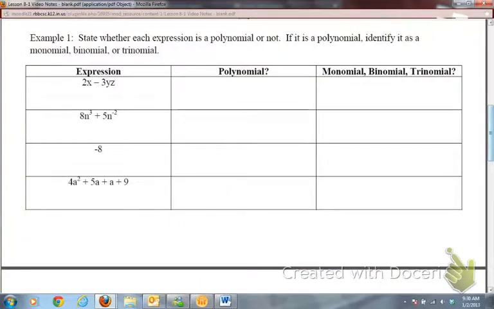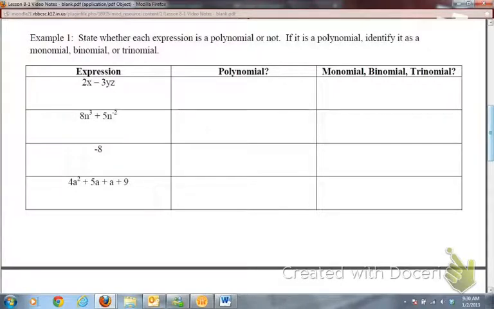Okay, so now that you have the basic definitions of the different types of polynomials, we're going to have some practice with identifying polynomials. This first example is a table, and we have to do two things. We have to state whether each expression is a polynomial or not, and if it is a polynomial, we have to identify it as either a monomial, binomial, or trinomial.